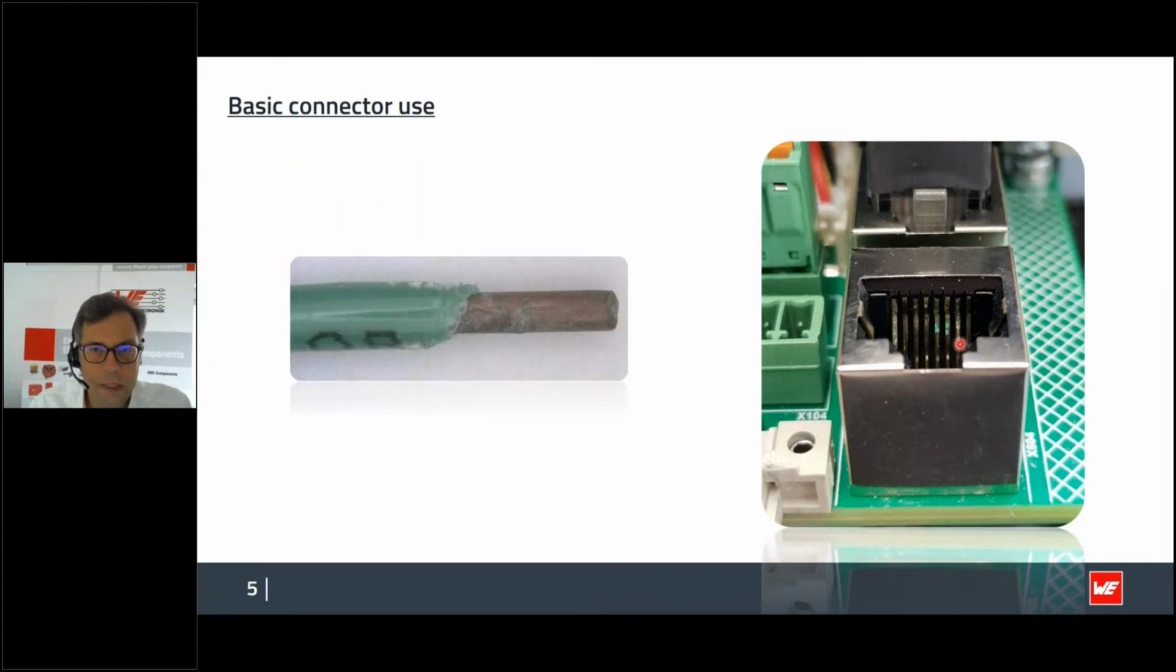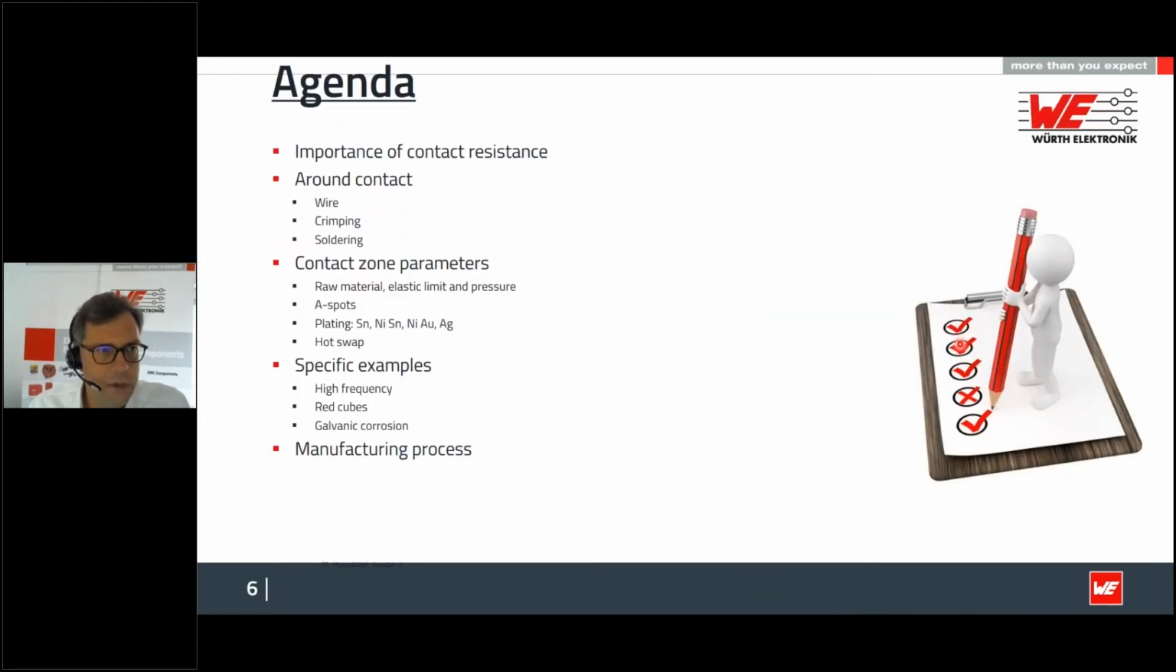connection over time. So the agenda for today is to give you some idea about the importance of the contact resistance itself. We will have a closer look at a wire-to-board connection and the different resistances that occur here. In the next chapter, we have a closer look at the raw materials, about connectors and so on. Also the platings, more specific examples, especially about coaxial connectors, reed tubes, and also later some manufacturing processes which are inside the presentation.